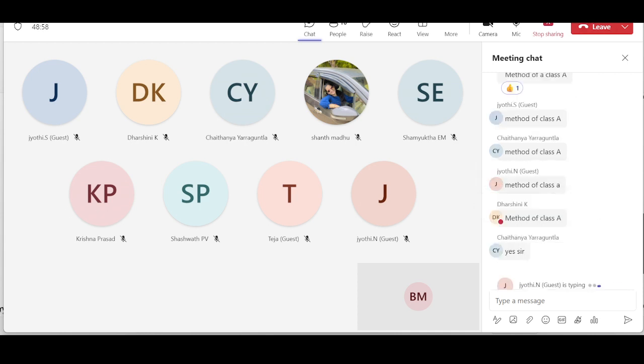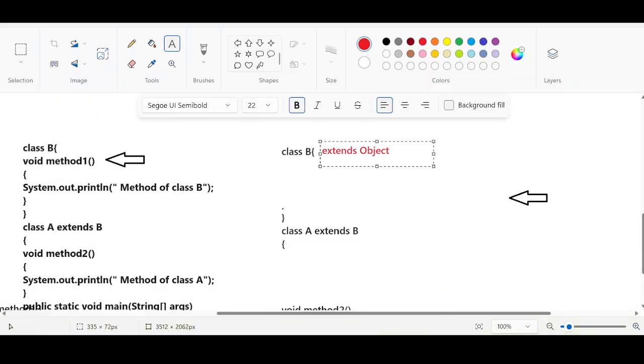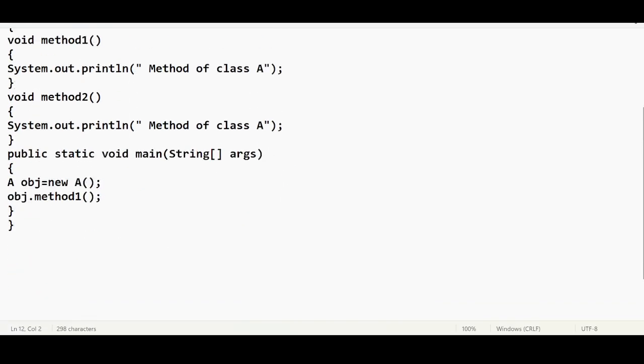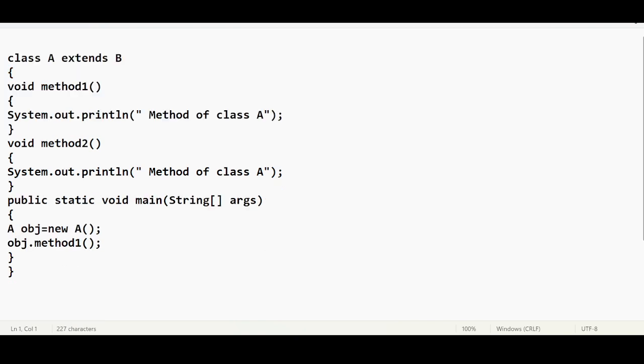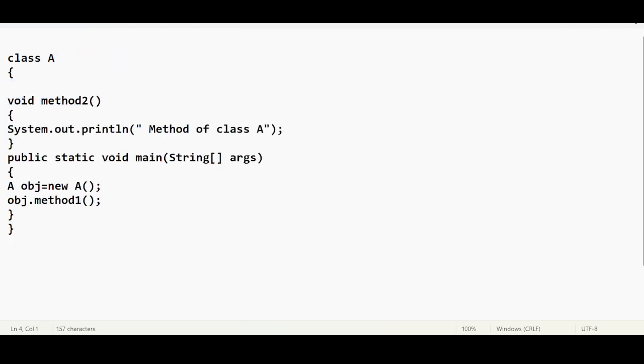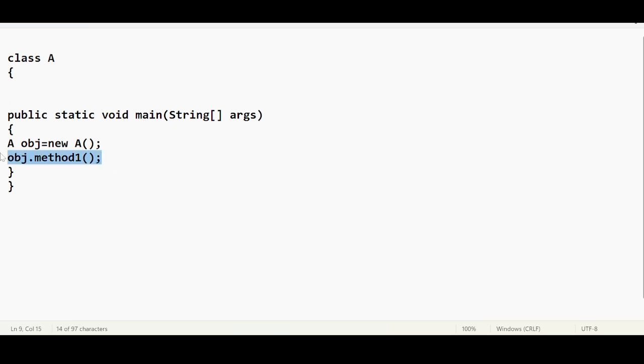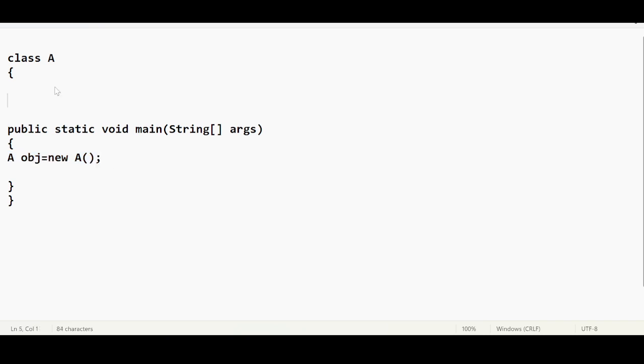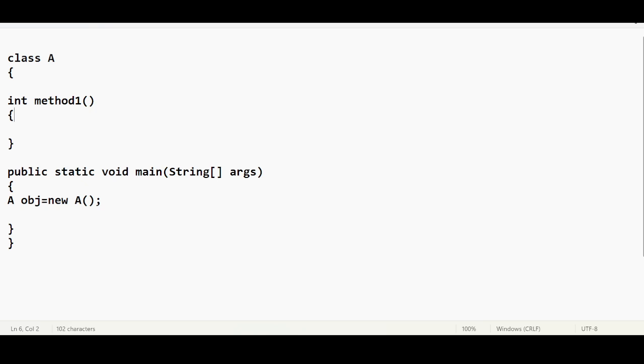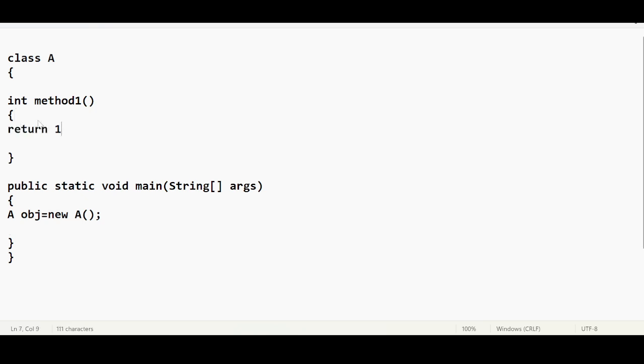Now we will get into the actual topic, the hashCode and toString methods. I think this knowledge is enough to understand the hashCode and toString methods. Let me remove this as well. A simple class: I have class A and I'm creating an object for class A, A obj equal to new A. Now, an integer method one. I am placing this method wantedly.